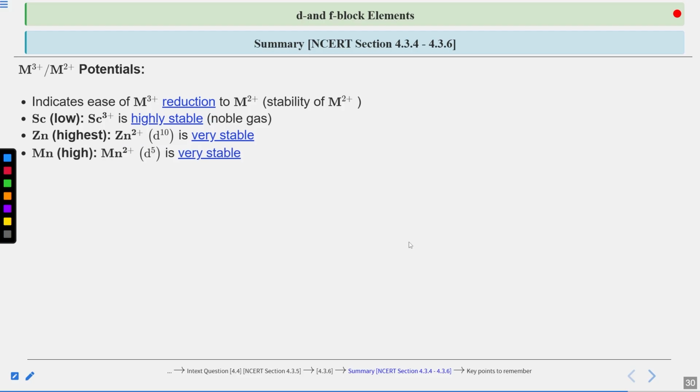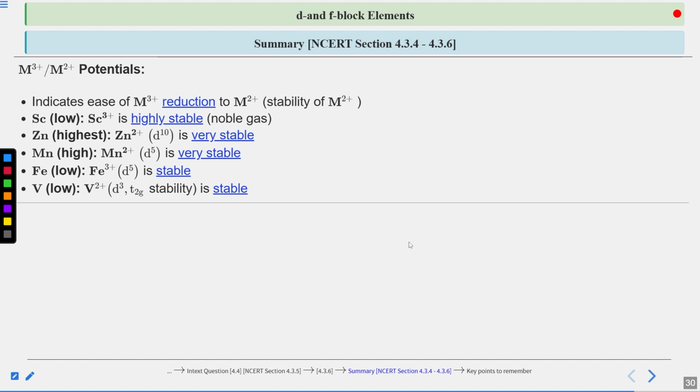Manganese has a high value because manganese 2 positive, that is D5, is very stable, so it is going to show a high value. It wants to convert to D5. Iron has a low value because iron 3 positive is stable already, because it is in the D5 configuration, half filled subshell. Now vanadium has a low value because vanadium in the 2 positive has D3 configuration and also T2G stability, which is stable. So it is going to show a low E naught value.